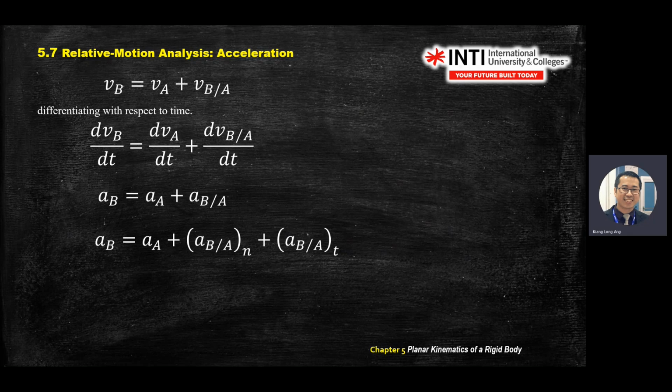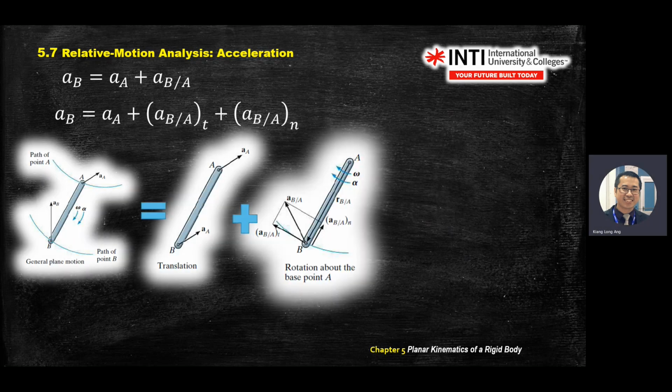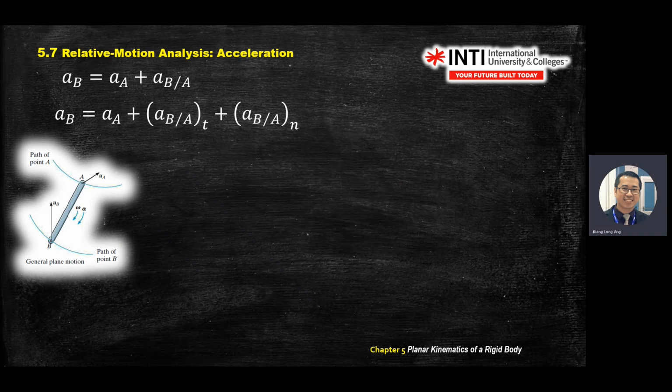And acceleration, you can break your relative acceleration into normal and tangent direction, right? So let's say we have an object, right? This link rotates with angular velocity clockwise and angular acceleration clockwise. Is it positive or negative direction?